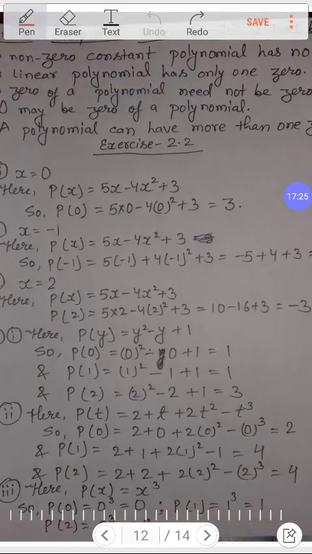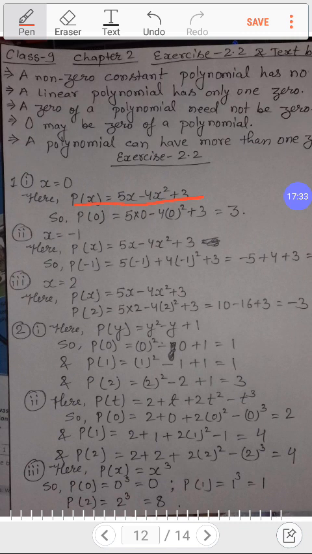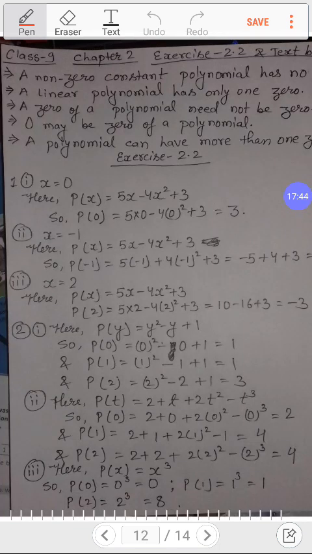Now below here, the same polynomial I had explained, we had assumed the polynomial as p(x) is equal to 5x minus 4x square plus 3. This was only the question over here. Okay, so now we have to find the value at x is equal to 0. So p(0) is equal to 5 into 0 minus 4 into 0 square plus 3. So 5 into 0 minus 4 into 0, it will be 0 only. The 0 minus 0 is 0 only, so I have written 3.